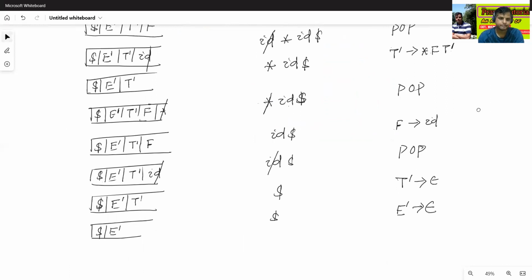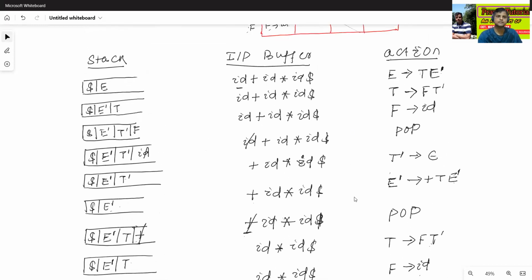So the stack contains dollar, and the input buffer contains dollar. Finally, both are matched, dollar and dollar. That means the input is valid.